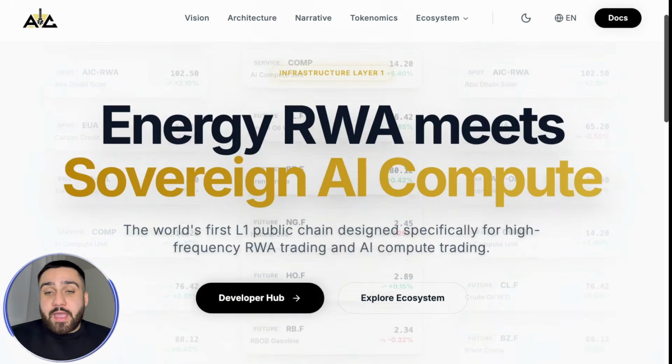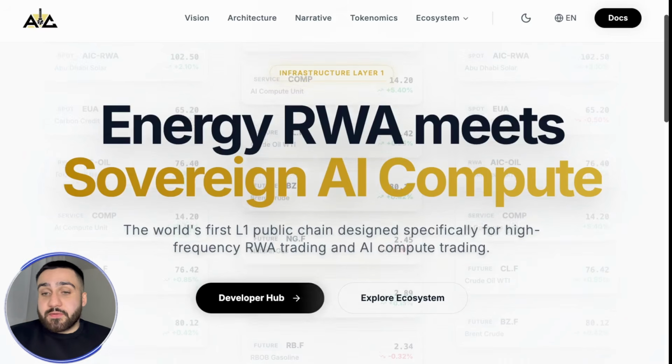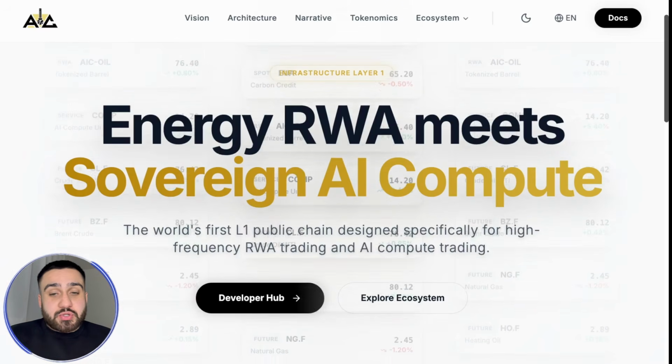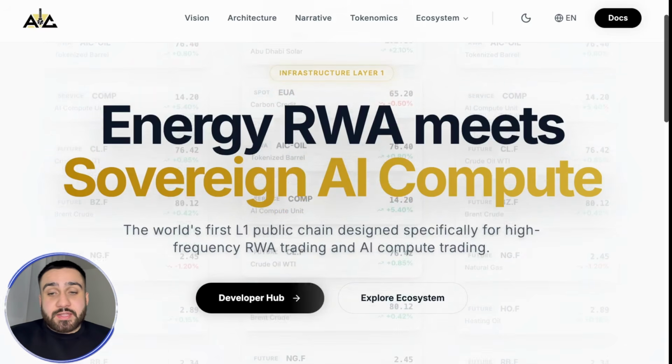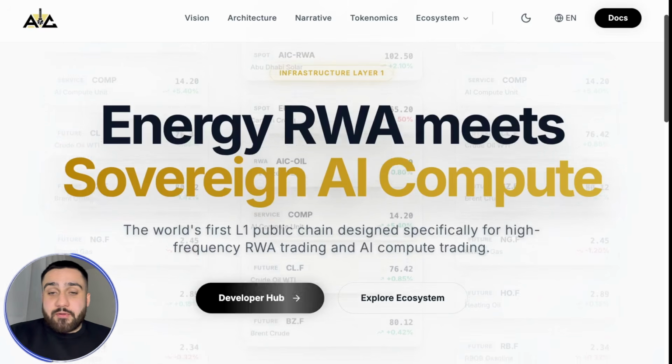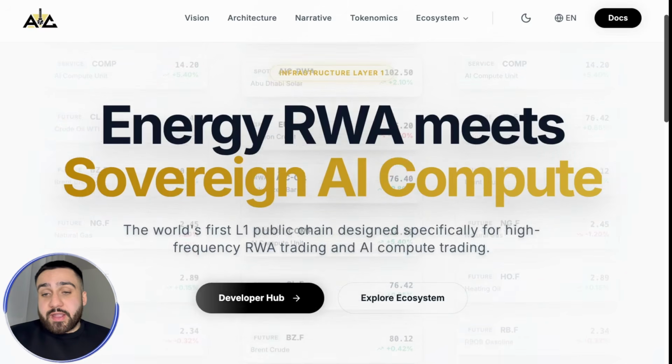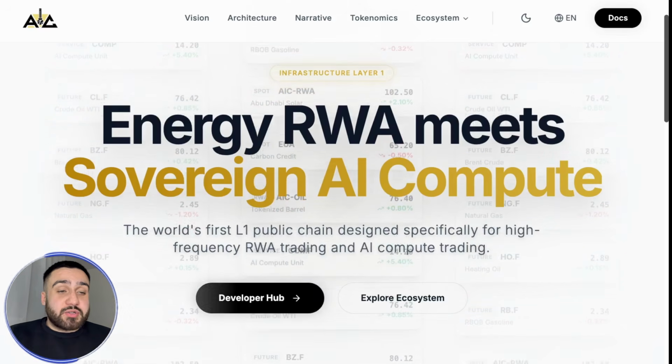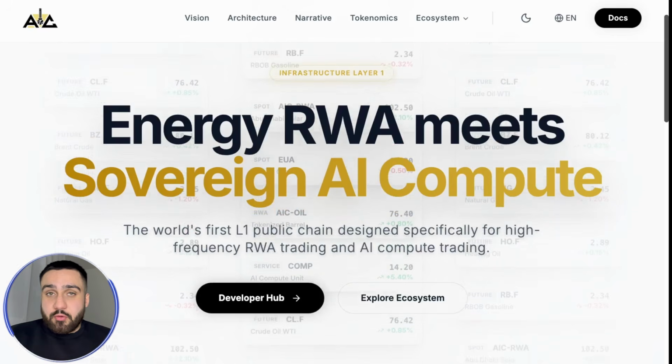At the same time, AI compute refers to the infrastructure used for running and training AI models. The main idea behind AIC Chain is to combine these two into one system where both assets and computing power can be managed and settled on chain, which is really amazing stuff to know.